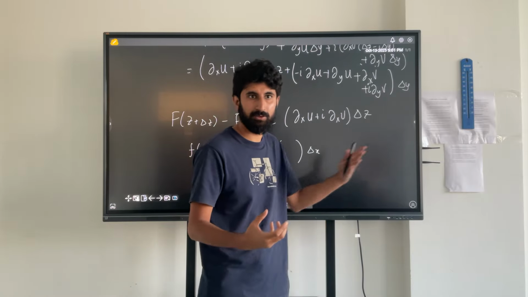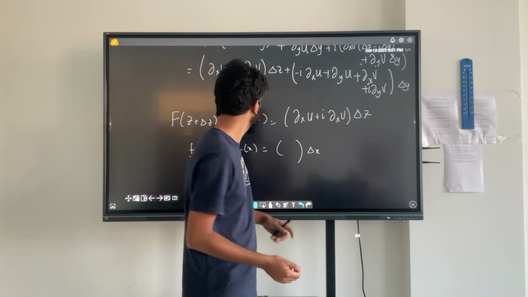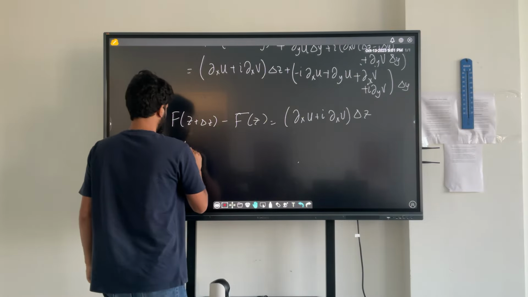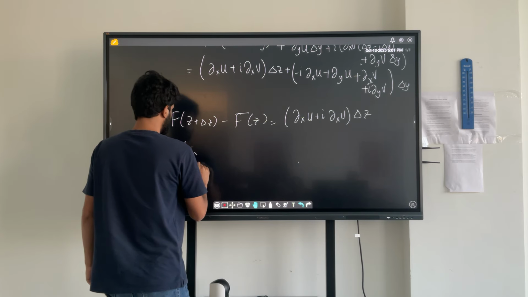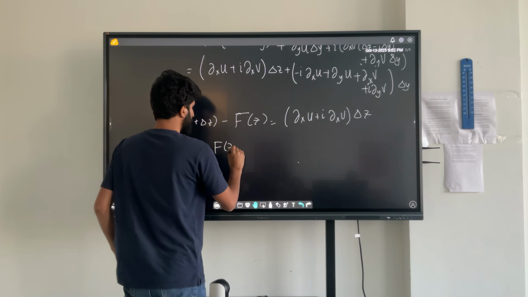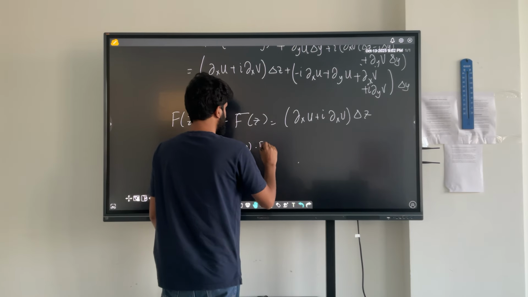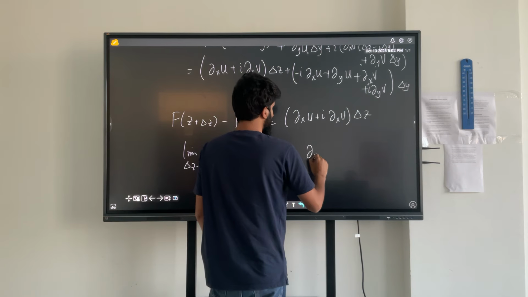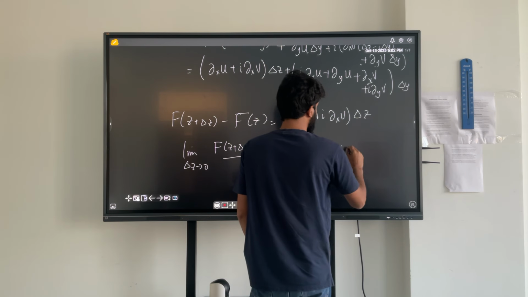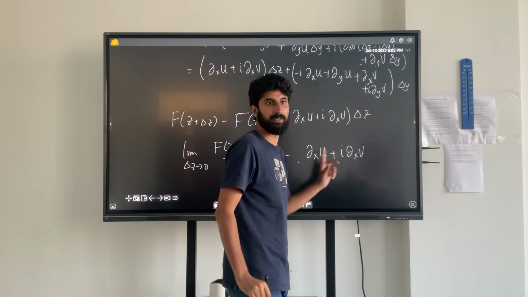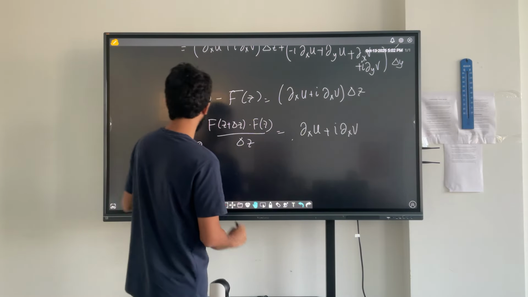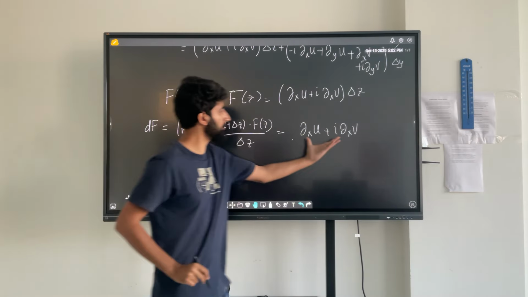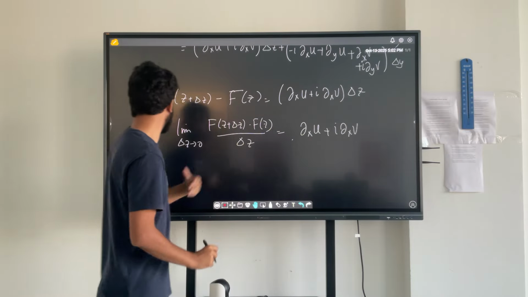Right? And then take delta x to be 0. So I can do exactly the same here. I can take the limit as delta z tends to 0 of f of z plus delta z minus f of z divided by delta z, which equals this: partial x of u plus i partial x of v, in terms of u and v. So what is this? It is no longer a directional derivative. There's no direction here. It's just a derivative.